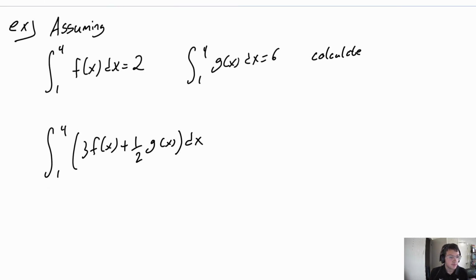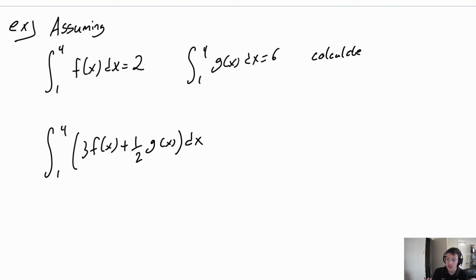So with that in mind, here's a little problem. Let's say we're given that the integral from 1 to 4 of f of x is 2, and the integral from 1 to 4 of g of x is 6. Can we compute the integral from 1 to 4 of 3f of x plus 1/2 g of x? And yeah, we totally can.